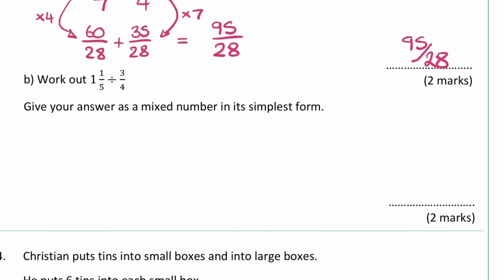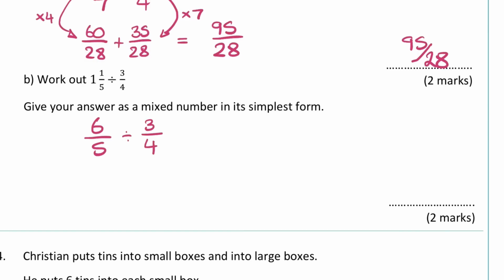Part B, we want to do a division. This time, we do have to give it as a mixed number in its simplest form. So I'm going to convert them again. So 1 times 5 is 5, plus the 1 is 6. So 6 over 5 divided by, well, don't have to convert the next one, so 3 over 4.